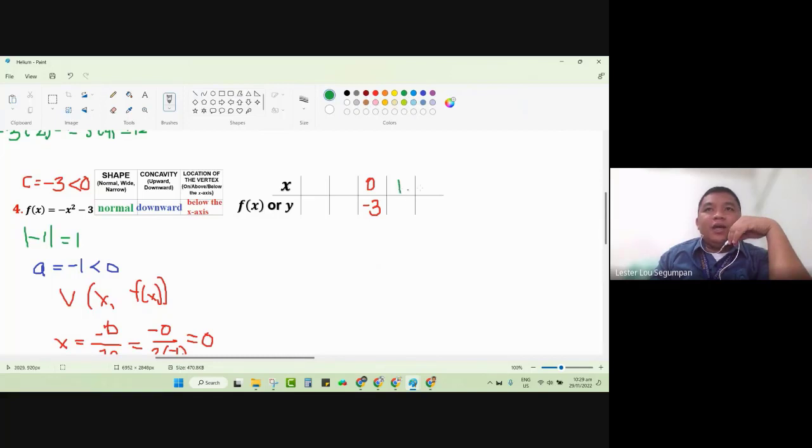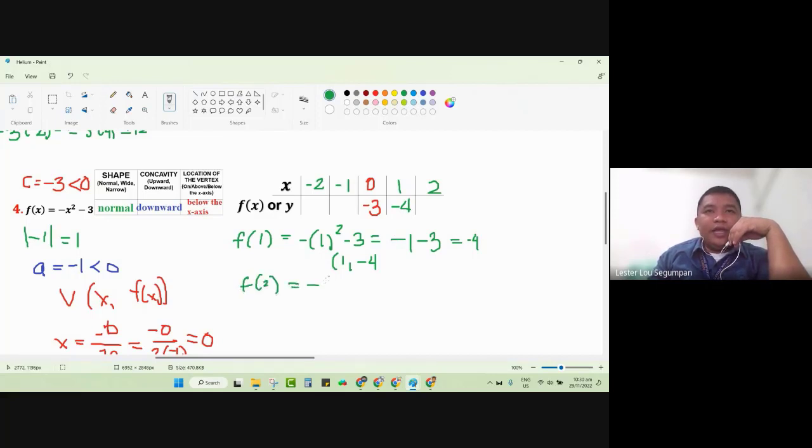Same values, 1, 2, negative 1, negative 2. And we slowly substitute this. Let's start with f of 1 to the given, negative of 1 squared minus 3. Again, please use the correct operations, especially if we have negative integers. That's negative 1 minus 3, which is negative 4. The first point is at 1 and negative 4. So negative 4 here.